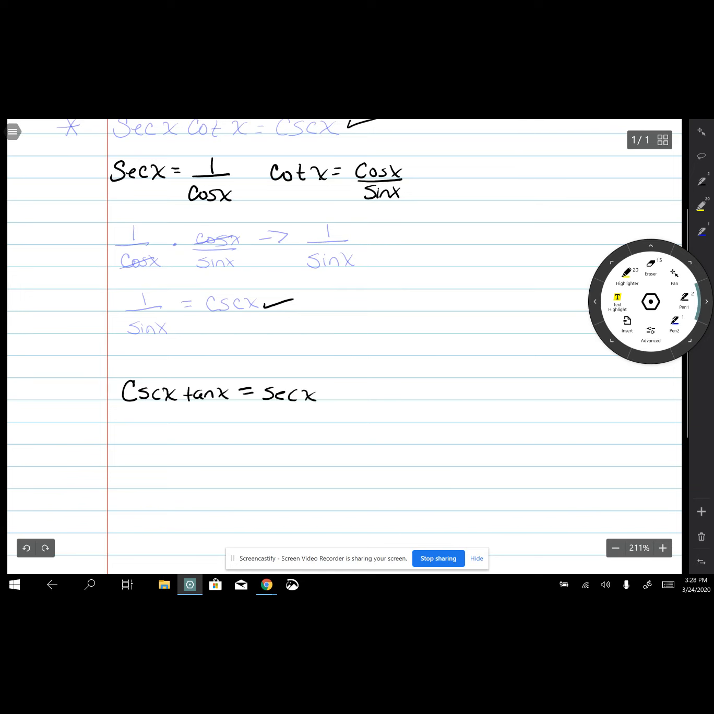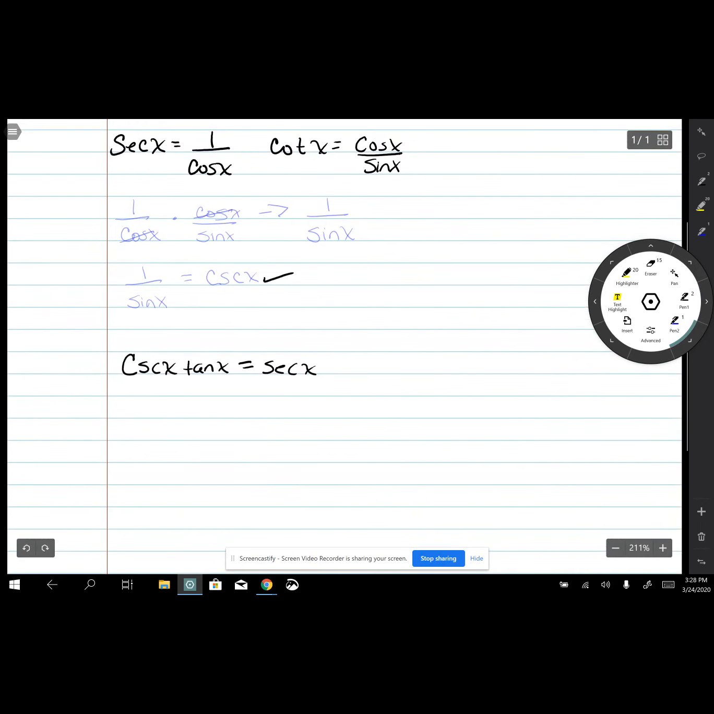And what I want you to do is take a few moments, pause the video if you need to, and try to solve this problem, turning the left side into nothing but terms of sines and cosines. And when you do it, you should wind up with secant x at the very end. Okay? I'm going to give you a few moments, so pause the video now.